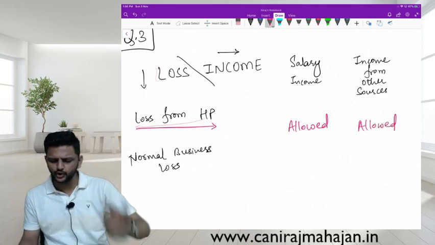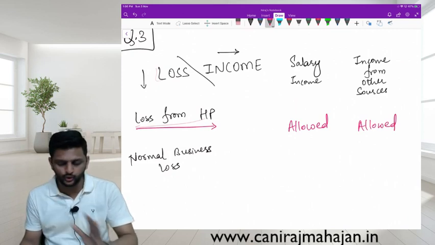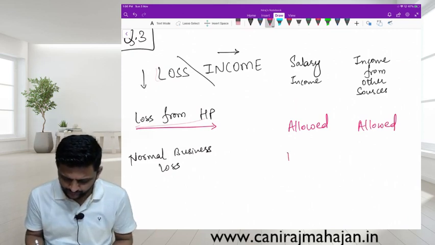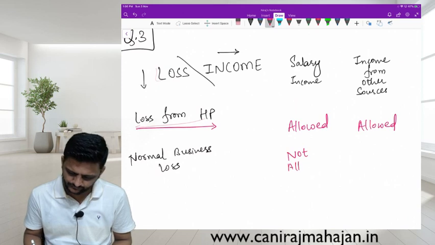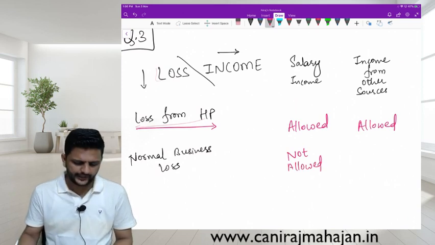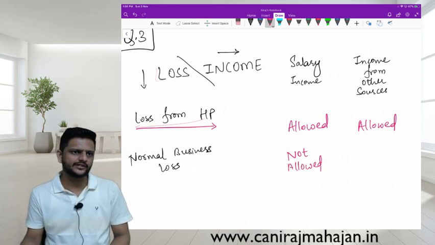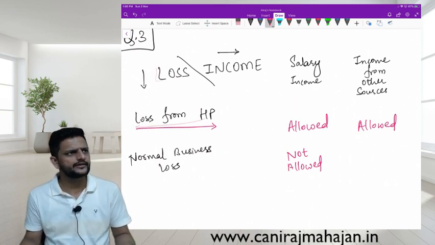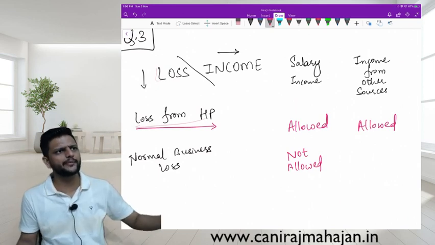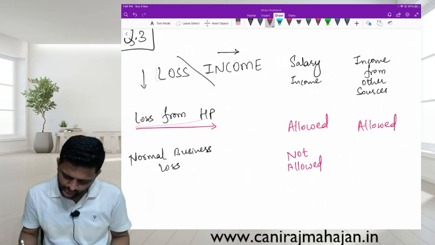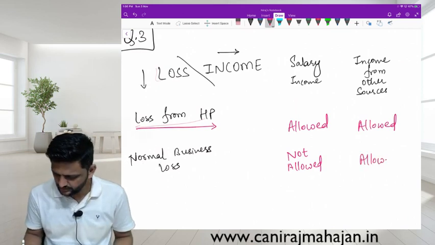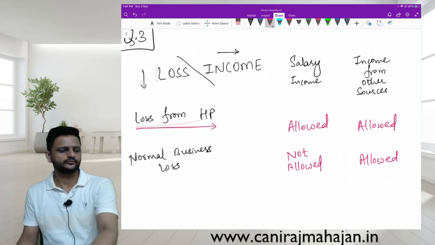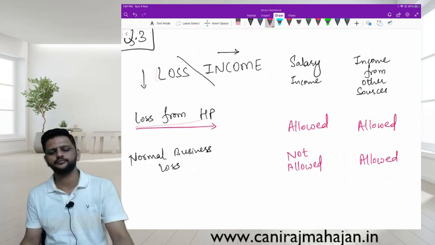Normal business loss allowed to be set off against salary income? No, not allowed. And normal business loss can be set off against IOS income? Allowed. It is allowed to be set off against any head of income except salary. So it is allowed. Yes or no? What is asked?